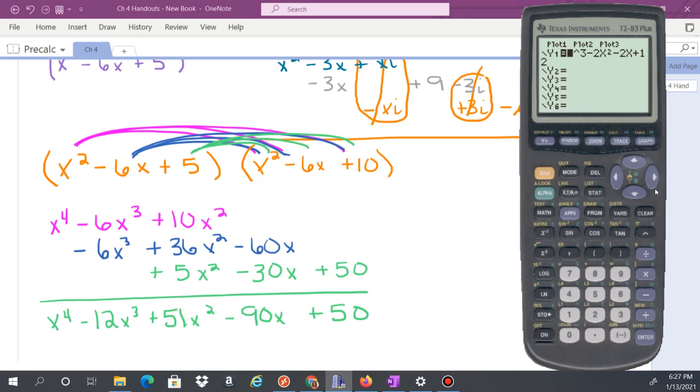Okay, so if I put this in, let's see, x to the 4th minus 12x cubed plus 51x squared minus 90x plus 50. So we should be able to see 1 and 5. 1, 2, 3, 4. Okay, so if we can see those 2 zeros and you don't see another random 0 on there, then you should be okay. That's a good way to just do a quick check instead of working the entire problem backwards.